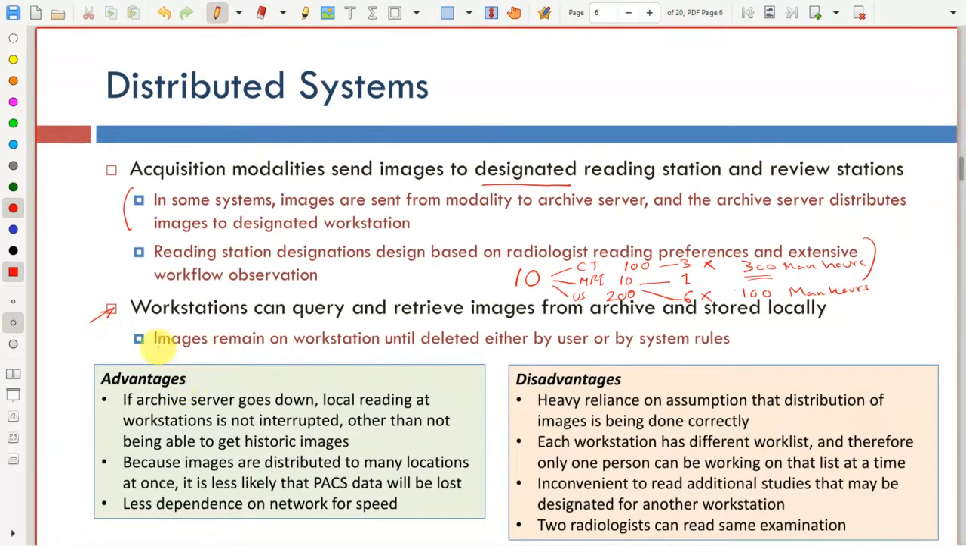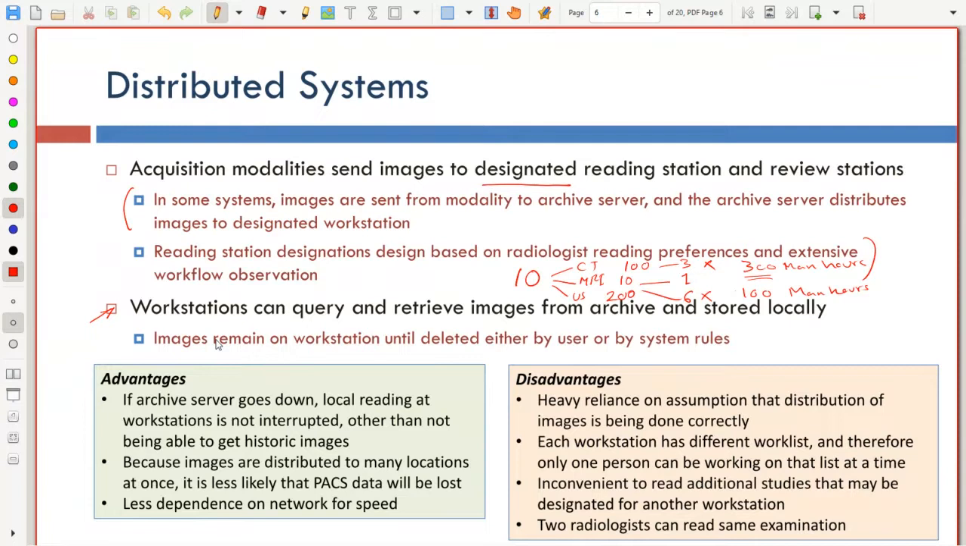The same workstation can query and retrieve images from the archive, and store them locally. So if you have a current study, and you need to see the older studies for the same patient, you can retrieve that old study from the archive server. So you have the new one from the acquisition modality directly, and you have the old one from the archive server. After you finish, the new one should be saved in the archive server, and the old one that you retrieved from the archive server, you can just delete.